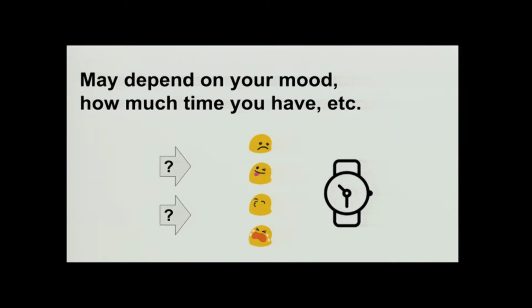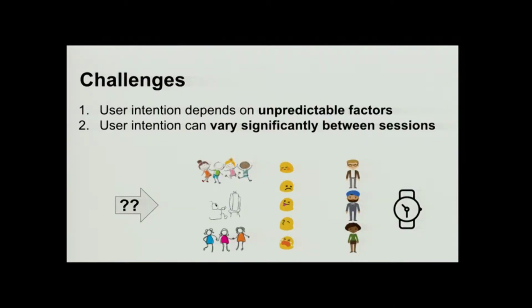Sometimes they may have time to watch a full movie. Sometimes they have only 30 minutes to watch a TV series. So in other words, the challenge here is that user intention depends on so many factors that are hard to predict beforehand. And even for the same user, their sessions can vary significantly across sessions. This violates our model assumption that the user has some static state that we can estimate.